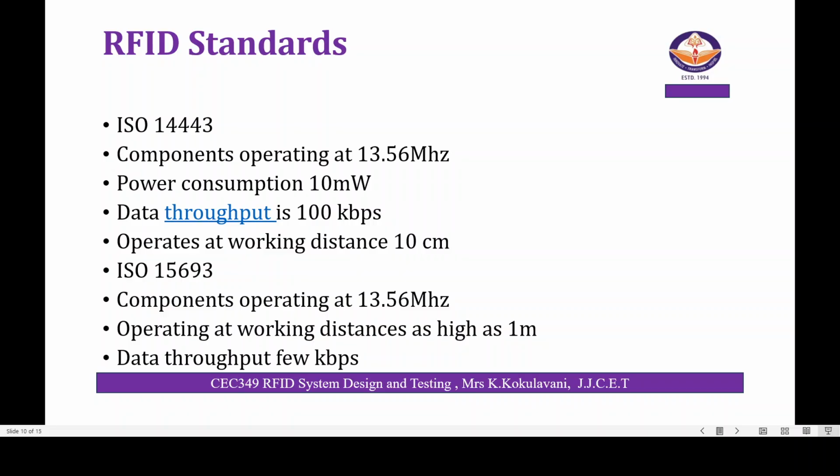Different RFID standards are as follows. ISO 14443, whose components operate at 13.56 megahertz. The power consumption of ISO 14443 is 10 milliwatts, data throughput is 100 kbps, and its working distance is 10 centimeters. And also ISO 15693. This component operates at a frequency of 13.56 megahertz, with a working distance as high as 1 meter. Data throughput is up to a few kilobits per second.